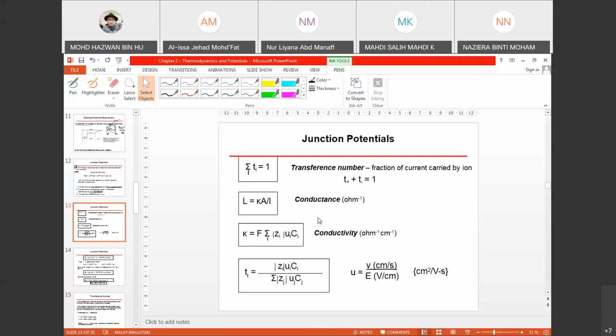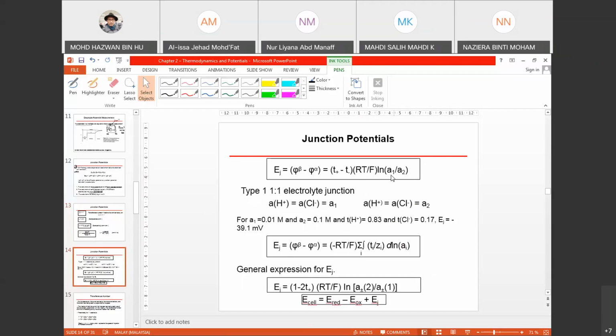You can also have a conductance formula from junction potential, and you can also get conductivity from junction potential as well. And for junction potential, the calculation will be as follows. This is the formula to calculate junction potential. You have to remember this one. Ej is equal to (1 minus 2t plus) multiplied by RT over F, ln of A plus minus 2 over A plus minus 1.